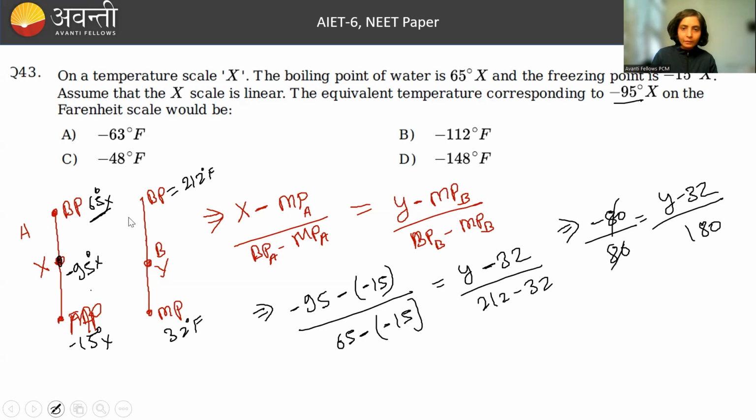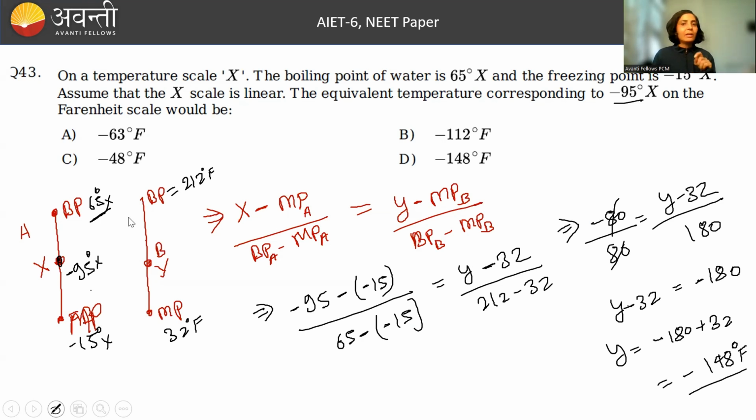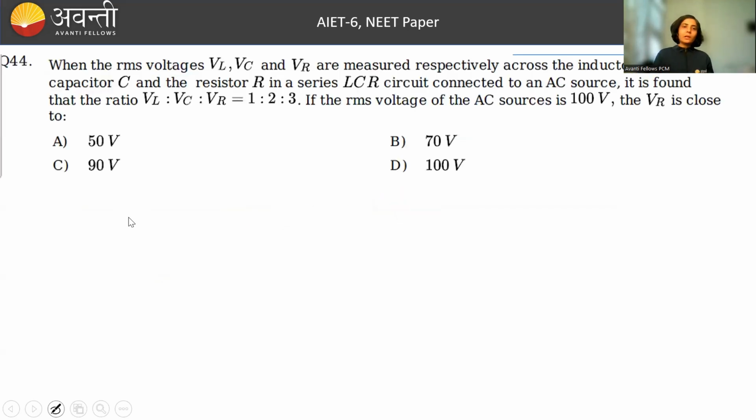So this got cancelled. Y minus 32 is equal to minus 180, and Y is equal to minus 180 plus 32. Done. And this will be equal to minus 148 degree Fahrenheit. So if a temperature has a value of minus 95 degree on the X scale, that in the Fahrenheit scale will read as minus 148 degree Fahrenheit. So that is how we achieve it.